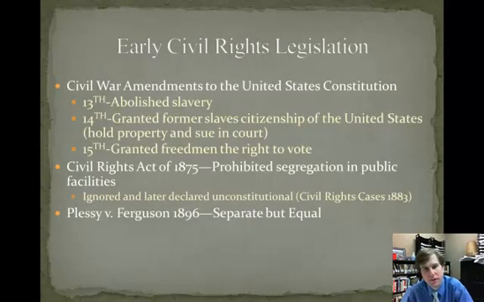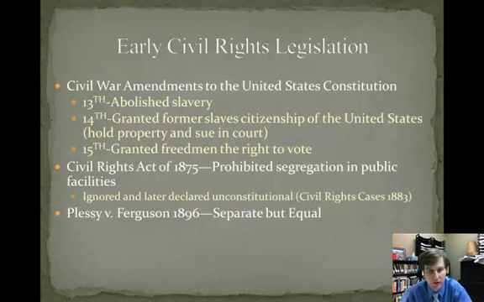Now, early civil rights legislation, we had the Civil War amendments to the Constitution. We already talked about the 13th Amendment, which abolished slavery, and the 14th Amendment, which granted former slaves citizenship of the United States. Basically, the point of the 14th Amendment was to allow former slaves to hold property and sue in court. That was what was considered the privileges and immunities of American citizens at the time. Not what's happened recently with the 14th Amendment, which is incorporation. That is an improper application of the amendment.